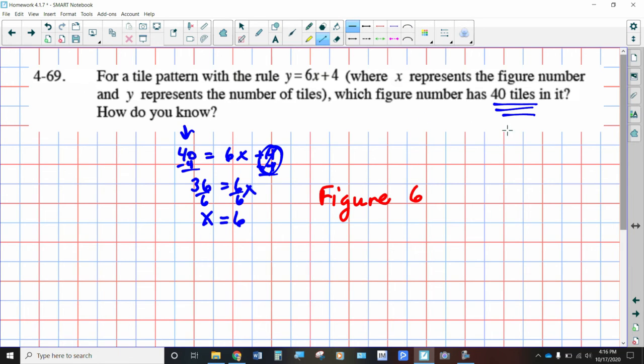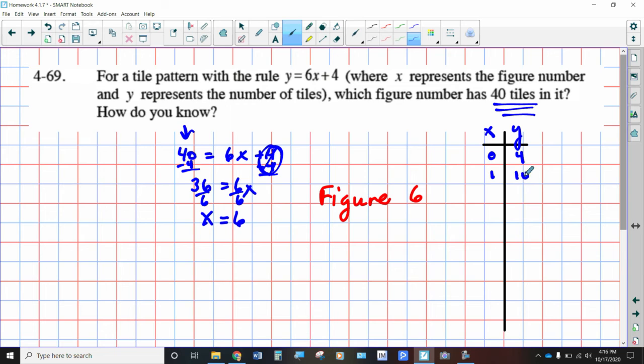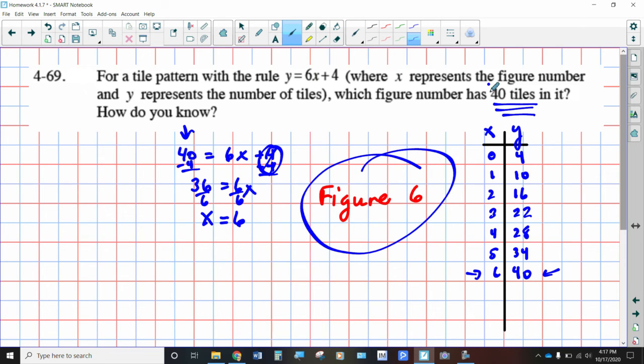Now, if you want to prove it, you absolutely can prove it. We know the growth rate is 6. And we know the y-intercept, when x is equal to 0, y is equal to 4. So if it increases by 6 every single time, this would be 1 is 10, 2 is 16, 3 is 22, 4 is 28, 5 would be 34, and 6 would be 40. Boom, right there you go. There's the proof that figure 6 is going to have 40 tiles. We proved it 2 different ways.